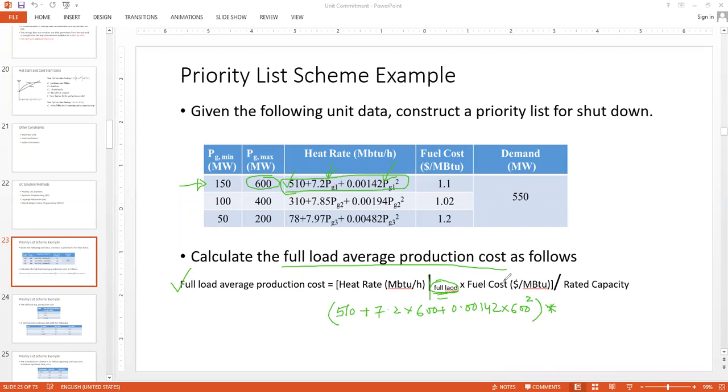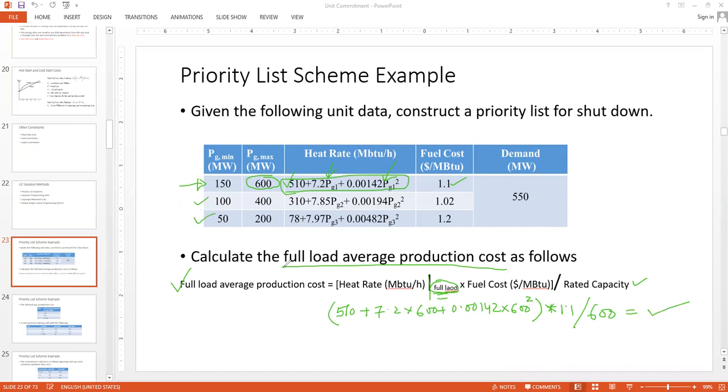Then multiplied by the fuel cost, which is given here as 1.1. So it is multiplied by 1.1 and divided by the rated capacity of unit number 1, that is 600. If we do that, then we will get the full load average production cost. Similarly, we can calculate the same thing for unit number 2 as well as unit number 3.